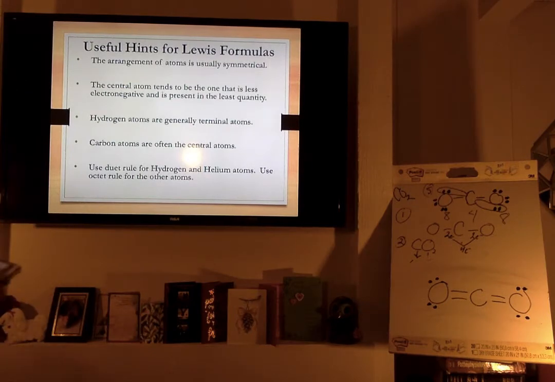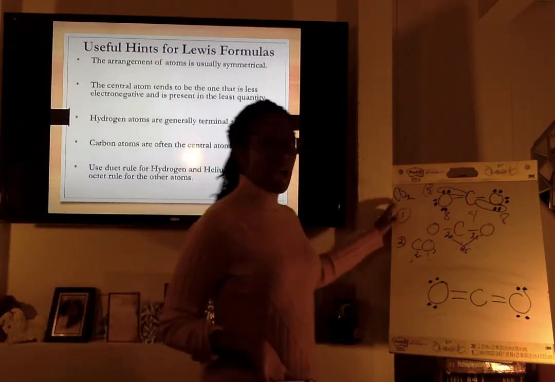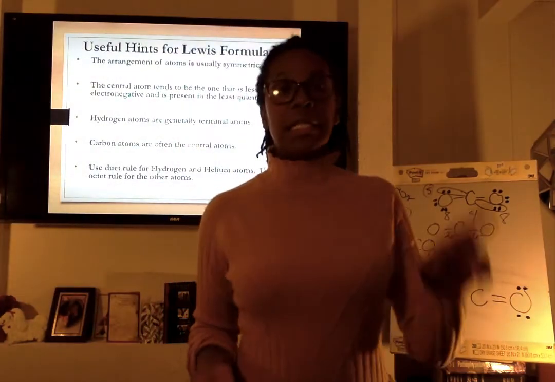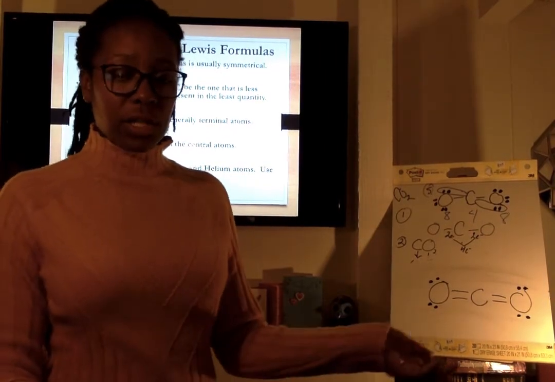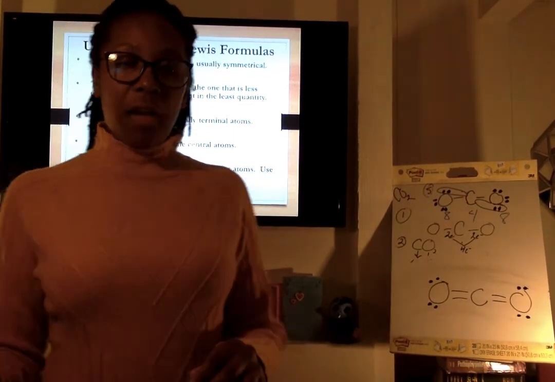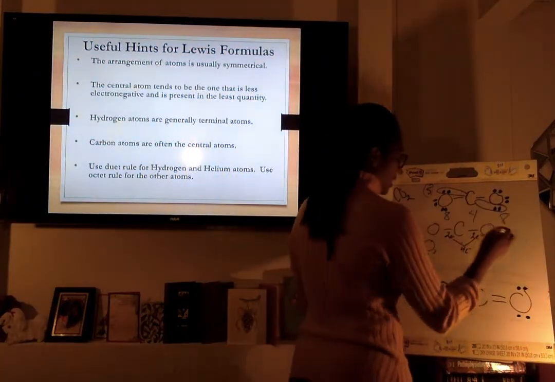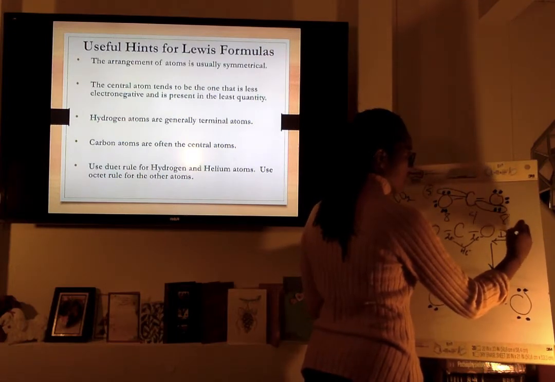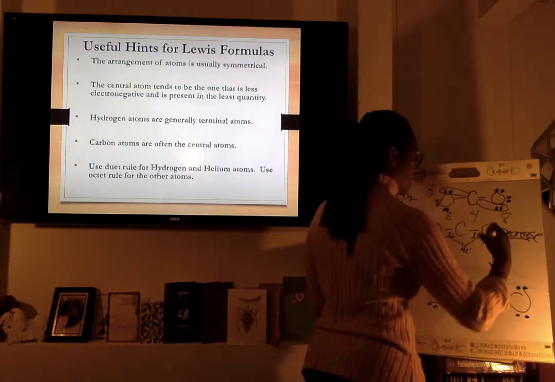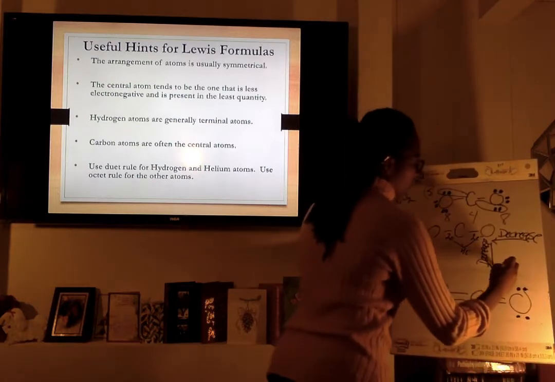The central atom tends to be the one that is the least electronegative and is present in the least quantity. So when you look at carbon dioxide, the carbon is probably going to be in the middle because there's 2 oxygens, right? That's just also a thing. And remember that when you think electronegativity, you're going to think of it as decreasing, decreasing, right?